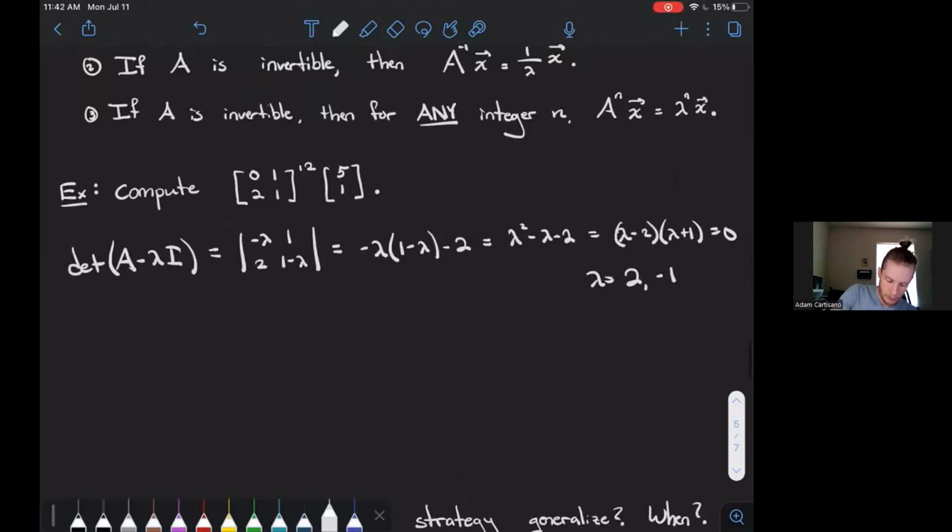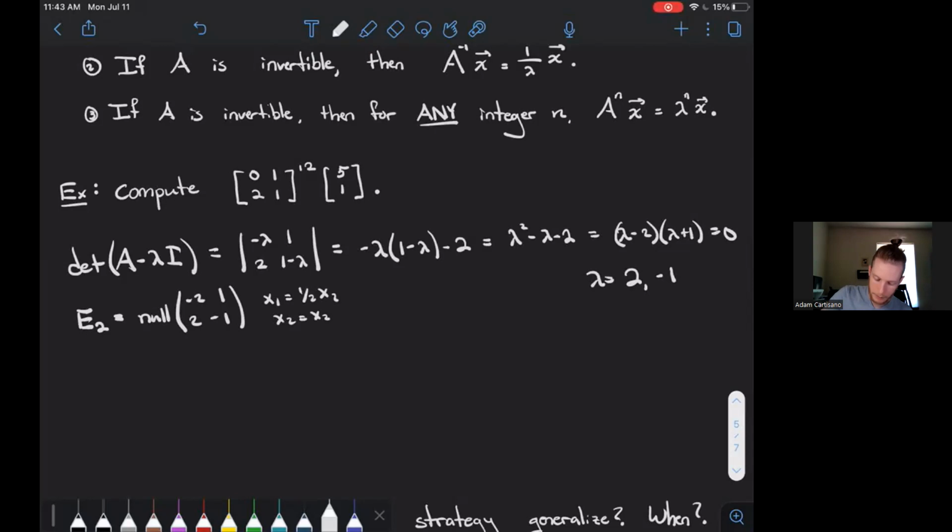So E2 is the one where we have the null space of -2, 1, 2, -1. Create the augmented matrix, row reduce. Notice the second row is a negative of the first row. So -2x1 plus x2 equals 0. So x1 equals 1/2 x2, and x2 is free.